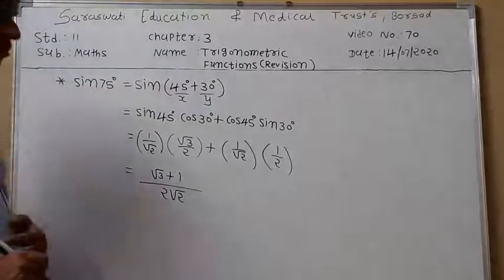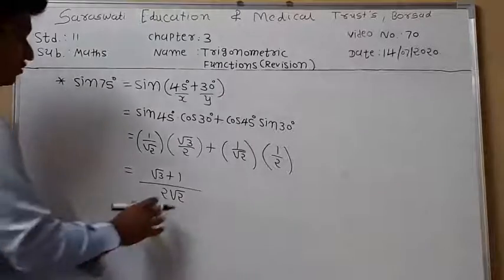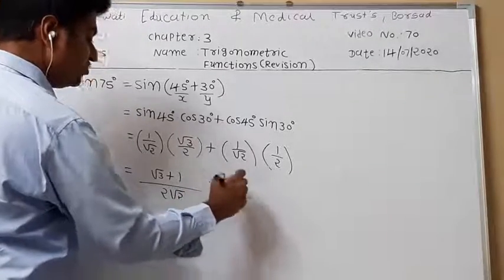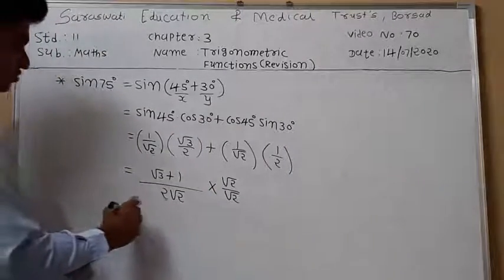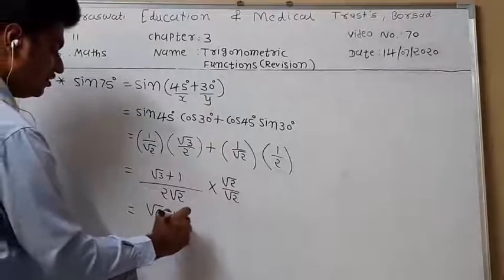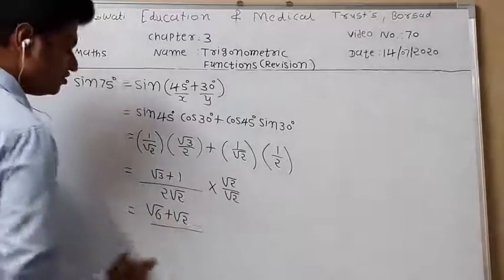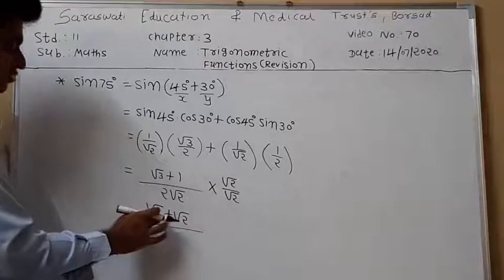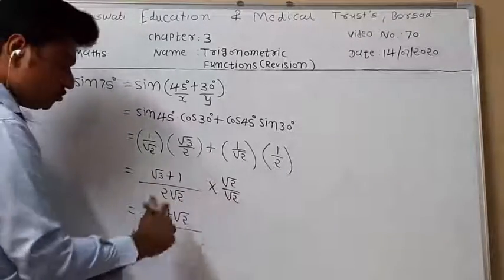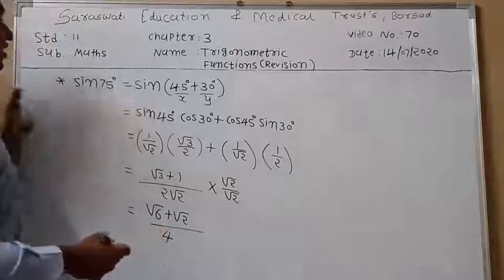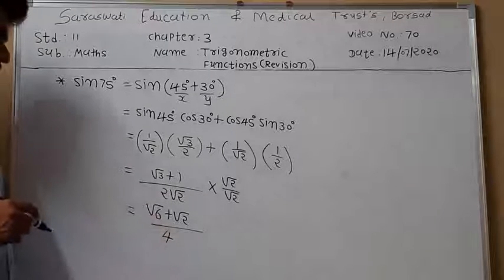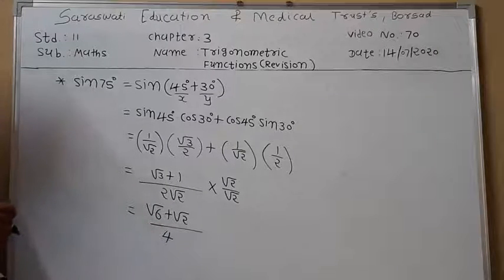But in the denominator an under root form is present, so we remove it. Here we multiply by the conjugate of the denominator term. So under root 3 into under root 2 is under root 6, 1 into under root 2 is under root 2. In the denominator, 2 and root 2 into root 2 is 2, and 2 twos are 4. So we get the value of sin 75 degree is equal to (under root 6 plus root 2) divided by 4.